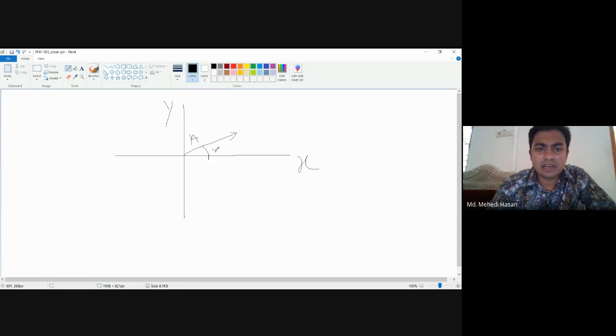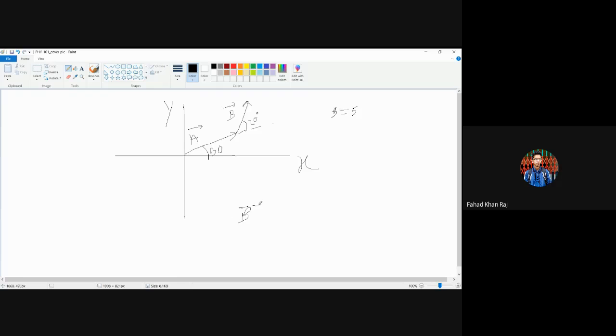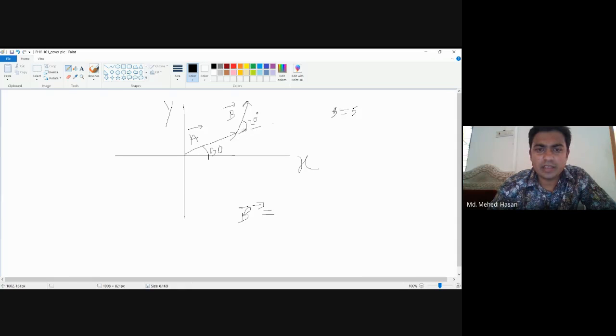So say this angle is 30 degrees. Another vector is given like that. So this is vector B, and say this angle is 20 degrees. Now what will be the angle for vector B? The magnitude of vector B is given as 5, and the angle produced with the vector is 20 degrees. So in this case, how can we find out vector B? It is going to be 180 minus 20 degrees.